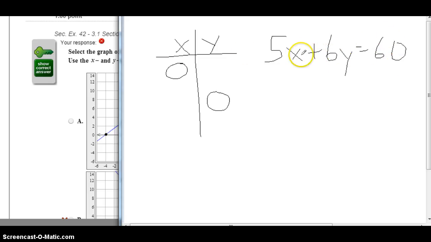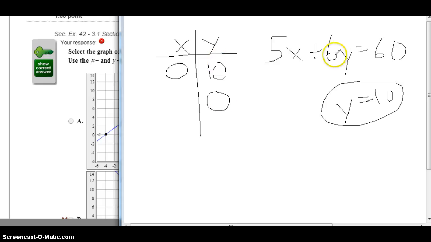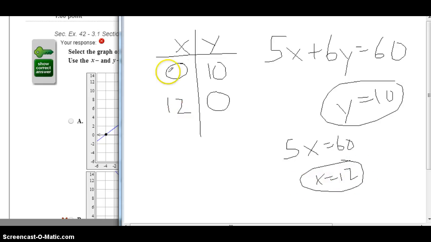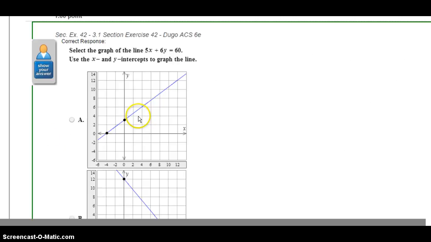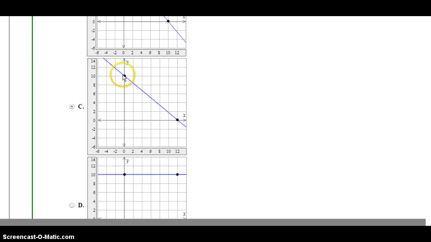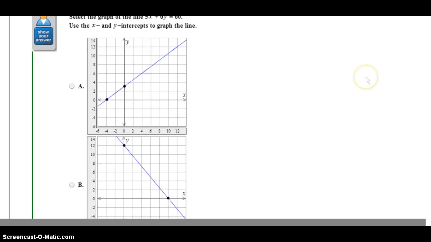So if x is 0, you're just going to have that part cancel out. So 6y equals 60 means y is 10. And plug a 0 in for y, you'd have that part cancel out. You'd have 5x equals 60. So x is 12. And so you just plot those two points and connect the dots. So x is 0, y is 10. And then x is 12, and y is 0. There's your line.